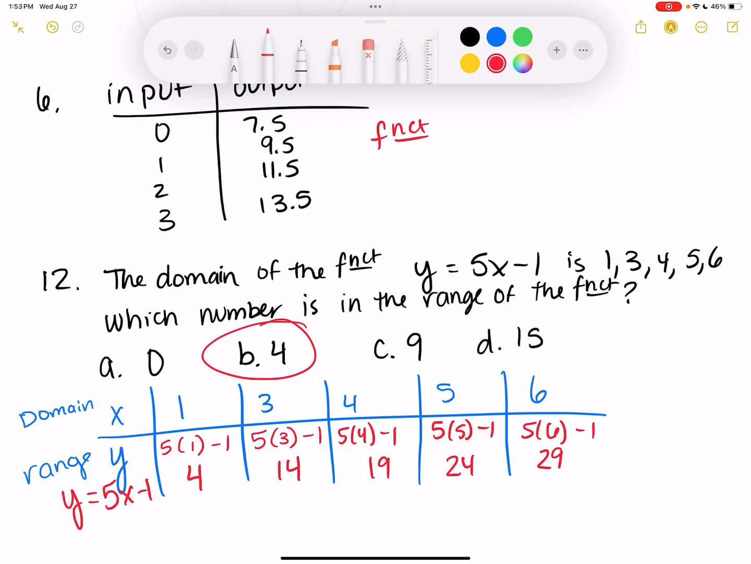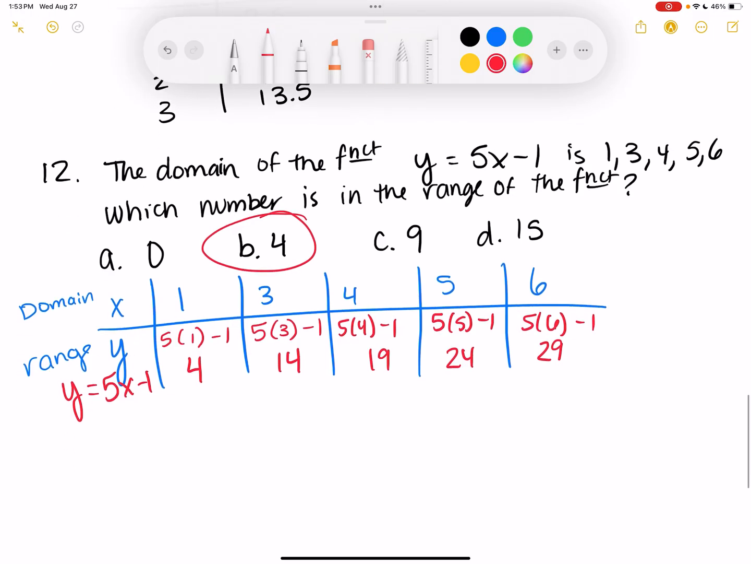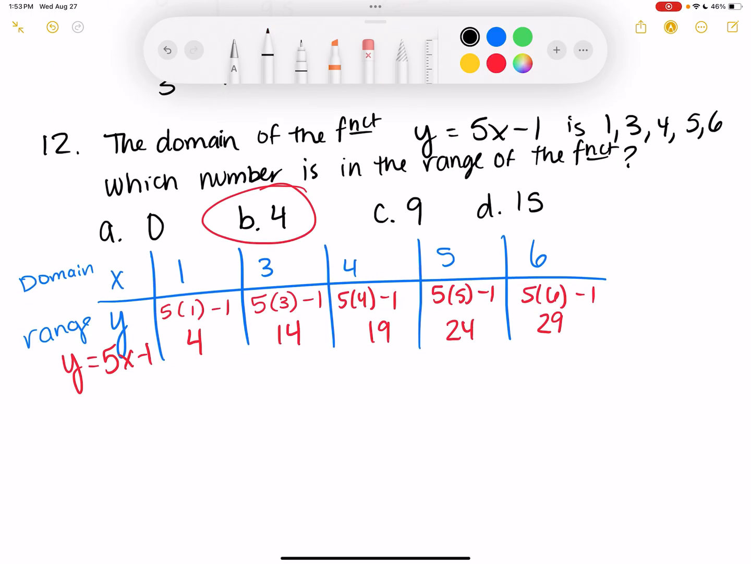Questions on those so far? All right, 16. Basically the same thing, it's just not written in this way. Make a table for the function, identify the range. So they're going to give you the equation, the domain values, and then you're just going to make a table and just find these values here.